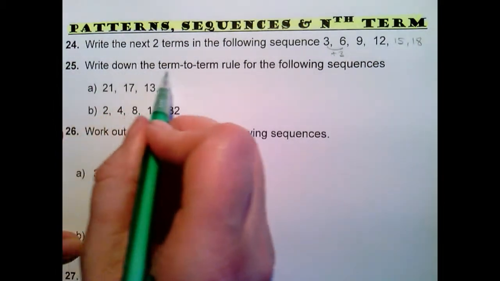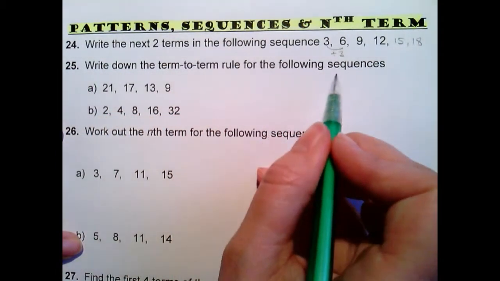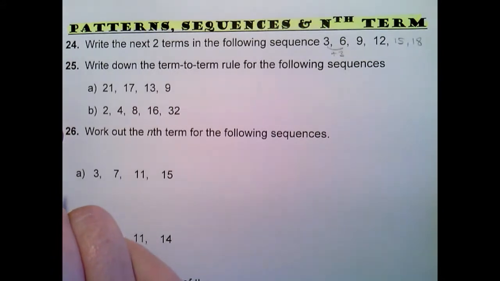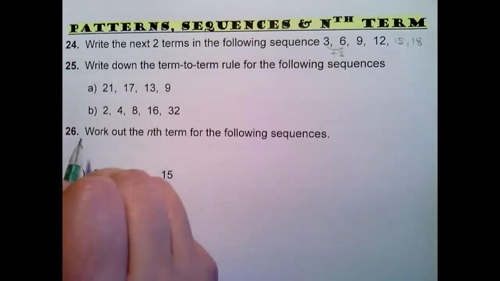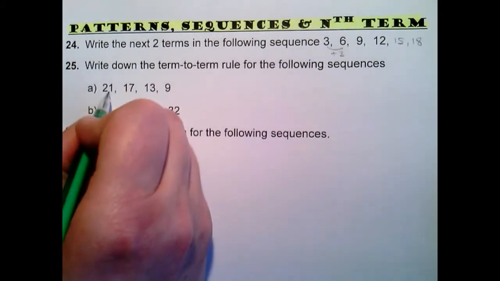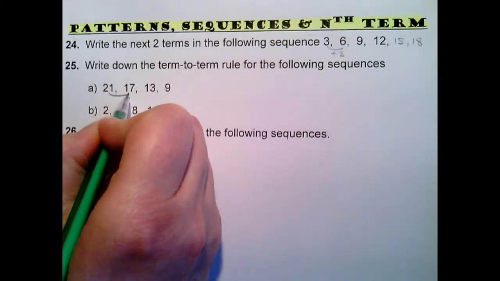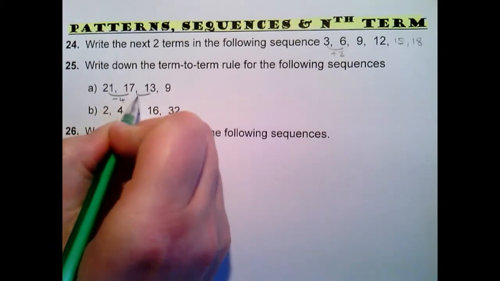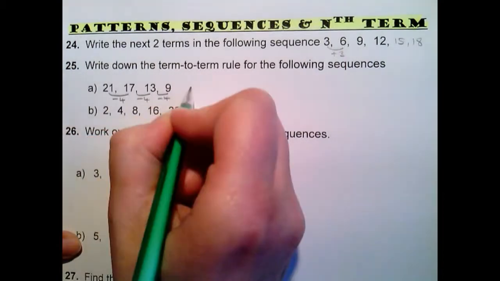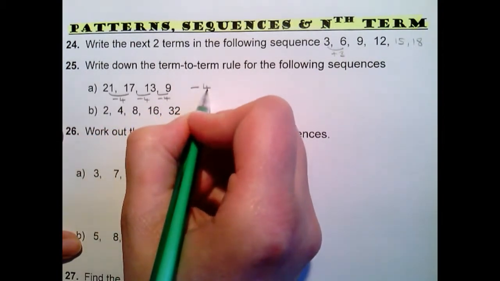Number 25, write down the term to term rule for the following sequences. So they're wanting you to say, is it plus 2, is it times 5, what's actually going on here. So from 21 down to 17, they're getting smaller by 4, going down by 4 each time. So your term to term rule is just take away 4.